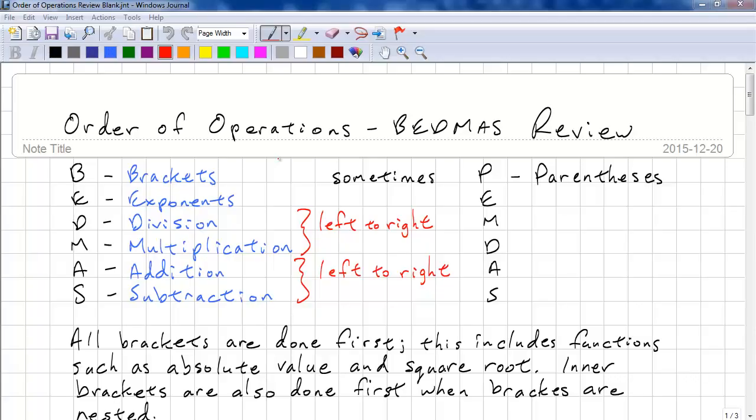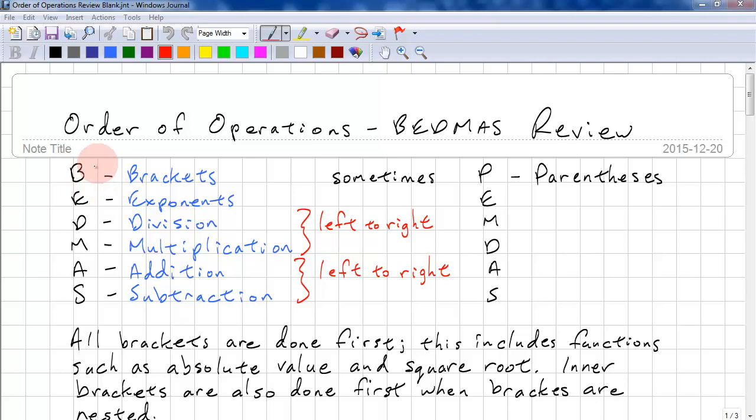Hi, this is a review of order of operations, or BEDMAS. BEDMAS stands for brackets, exponents, division, multiplication, addition, and subtraction. This is sometimes referred to as PEMDAS, which means parentheses, exponents, multiplication, division, addition, subtraction.